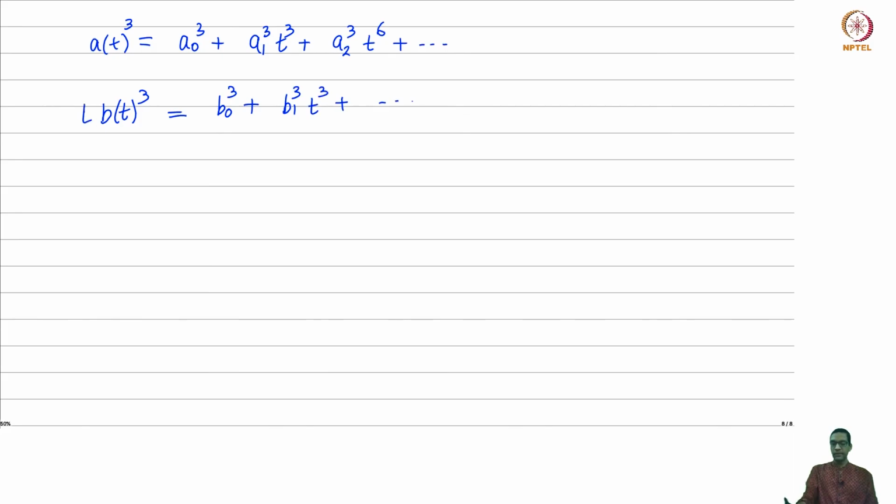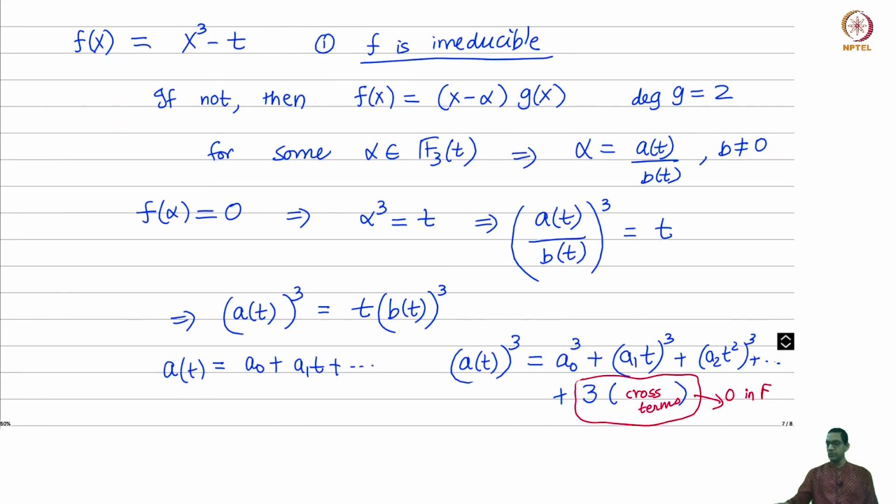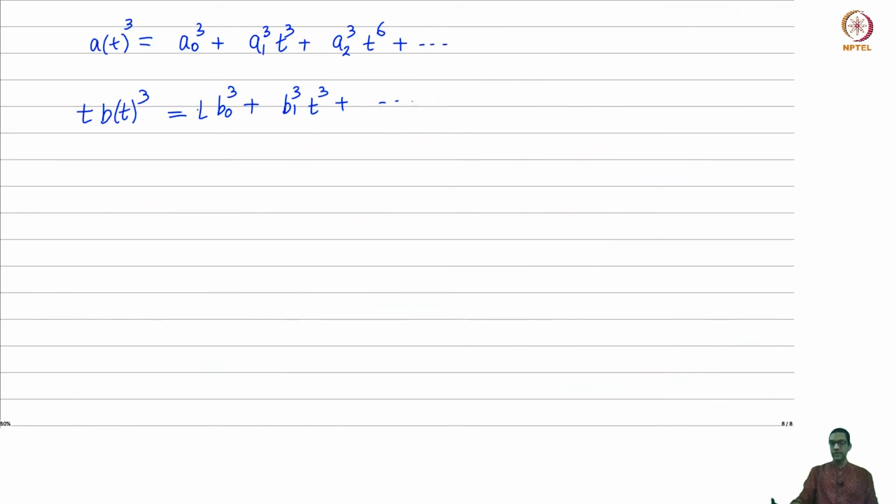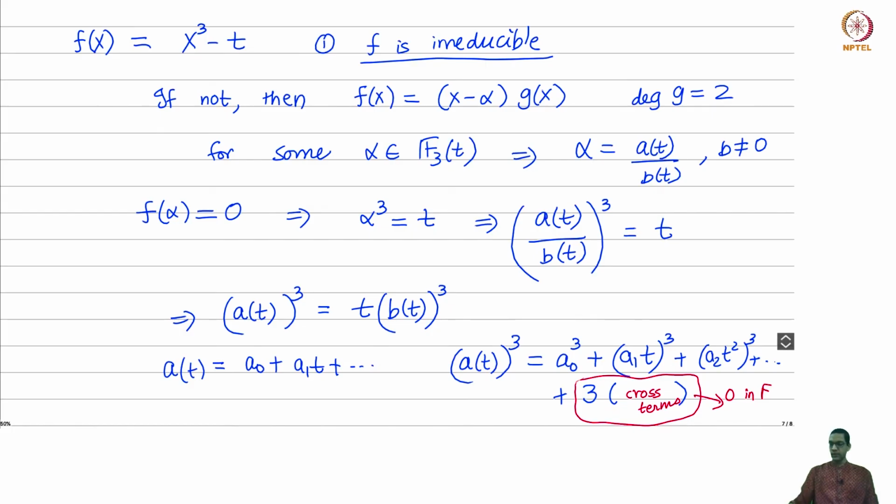But now I'm going to multiply it by t, because what I know is that a(t) cubed is supposed to equal t times b(t) cubed. Okay, now you can see the contradiction, because now the right hand side has powers of t which look like t to the 1, 4, 7 and so on. So these are all powers of t congruent to 1 modulo 3, and so these two can never be equal. There's just no way these two can be the same, unless of course all the a's and b's are 0, but we have assumed that b is not 0. Okay, so that argument concludes the proof of irreducibility of this polynomial f.